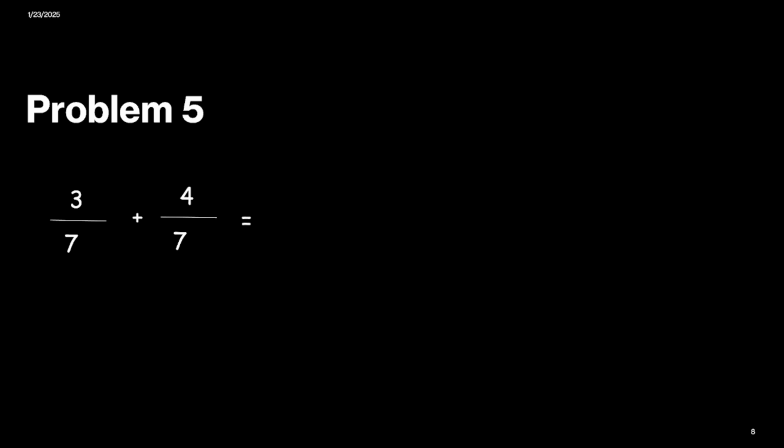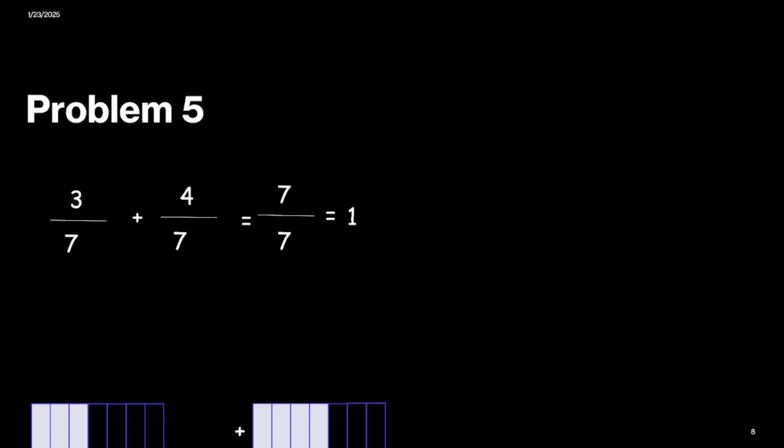Alright, try this question and see what you can come up with. Okay, so add the numerators, keep the denominators the same. You should get 7/7. Keep in mind when you have 7/7, or the same number in the numerator and denominator, it will be simplified to one whole. So it would be 1.